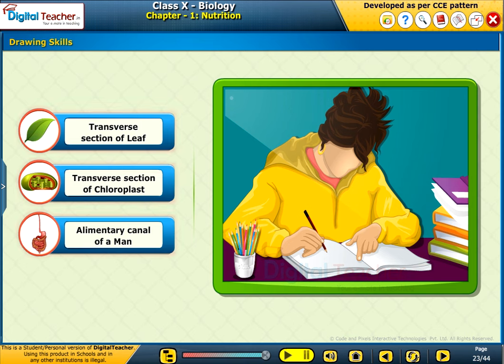Drawing skills. The drawing section helps you to sketch images in a step-by-step manner. Click each tab to know more.